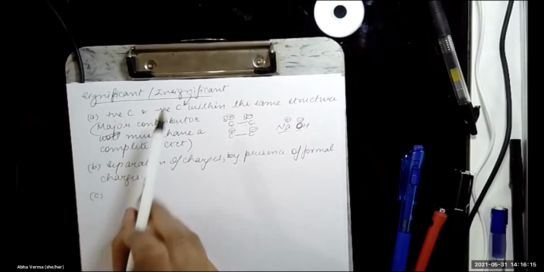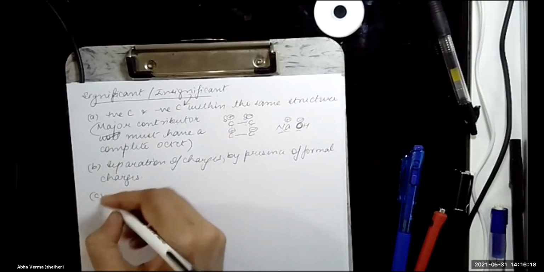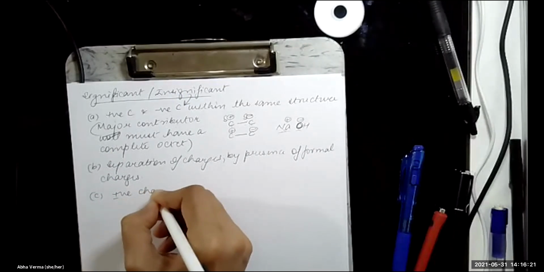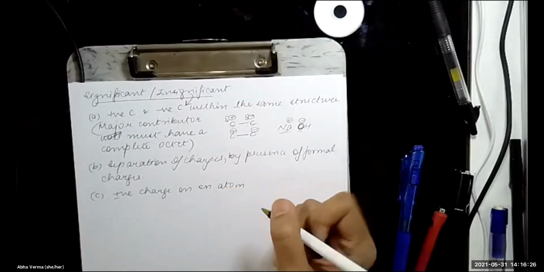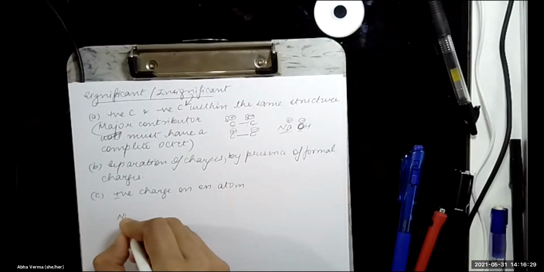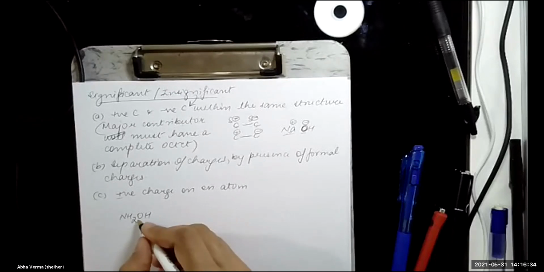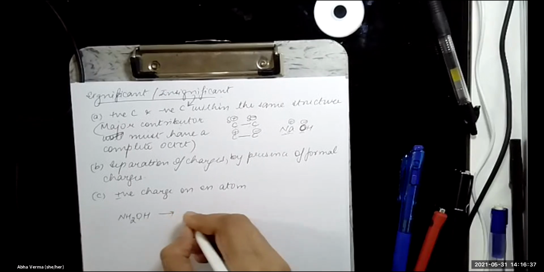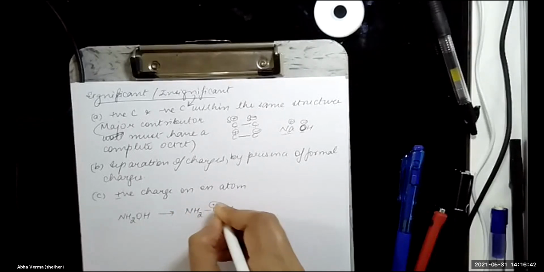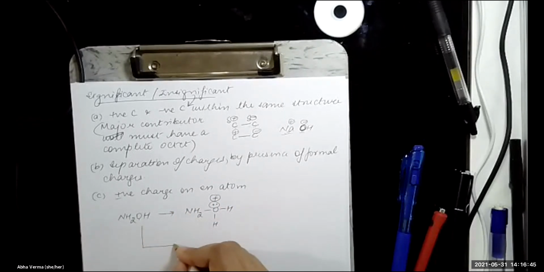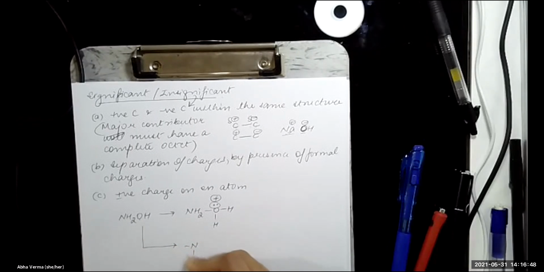Another thing that insignificant structures have is a positive charge on an electronegative atom. Now, what are your electronegative atoms? Usually you have a nitrogen and you have an oxygen. Let's say that I have to give a positive charge on my oxygen. Let's say I have to do that. Or I have to give a positive charge to my nitrogen.